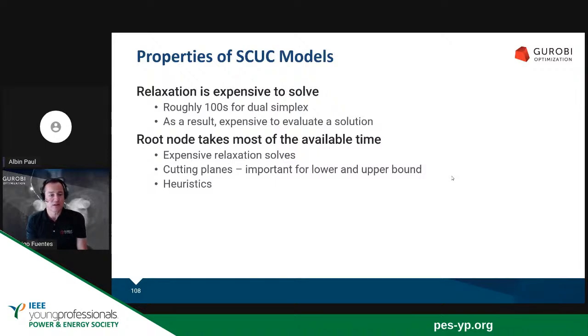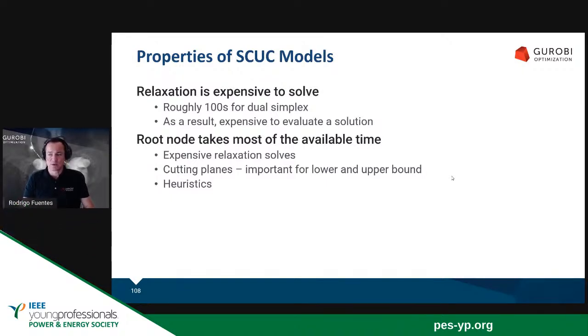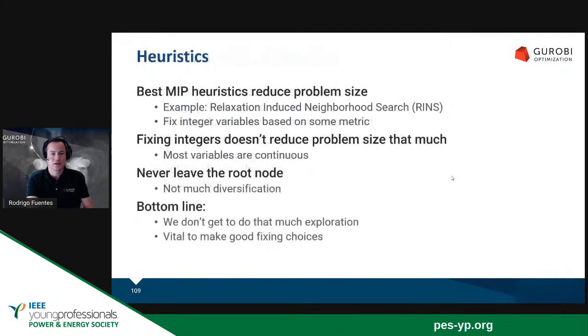Because the relaxation is expensive, we need cutting planes. We need good cutting planes for limiting the size and improving the value of that relaxation. We also need heuristics that find solutions. Heuristics are good to find a feasible solution to work on the upper bound, and the cutting planes work on the lower bound to reduce the size of the gap and prove that a solution is good.